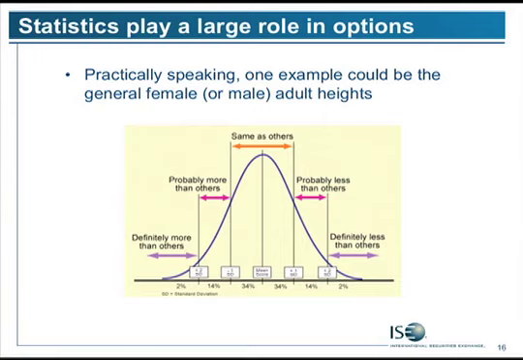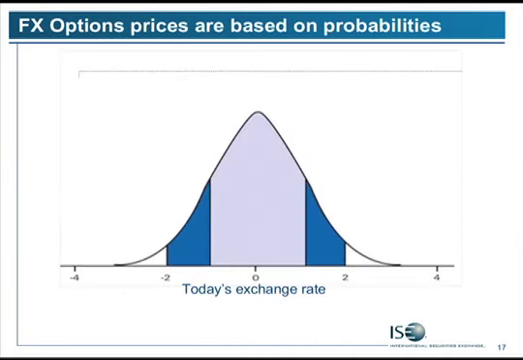Practically speaking, one example could be the female heights, right? It could be taller women all the way to the right, shorter women to the left. I hope you know where this is going. We're going to take it to the exchange rate. So today's rate, let's just say it's US dollar Canadian, and we're trading around 100. Here it is, a 100. You might be looking for a bullish scenario for the dollar. You might be looking for a bearish scenario for the U.S. dollar.